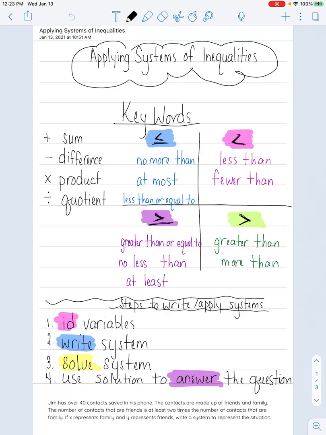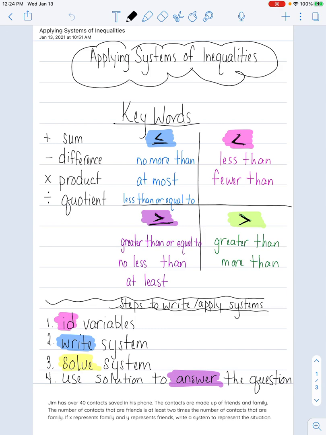Hey guys, today we're going to take a look at applying systems of inequalities. I'd like for you to pause the video and copy the keywords and also copy down the steps to write or apply systems. So now that you've copied your information, let's go over it really briefly. When we're applying systems of equations, inequalities, whatever it may be, we've got to understand what our words are signaling.